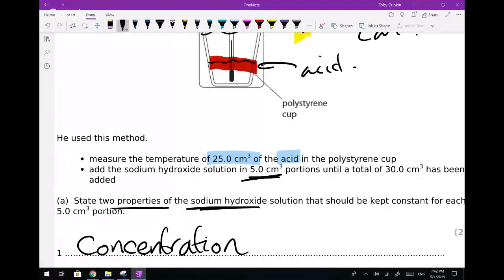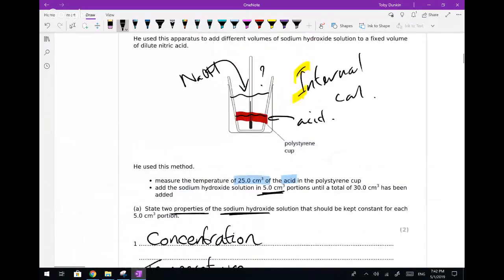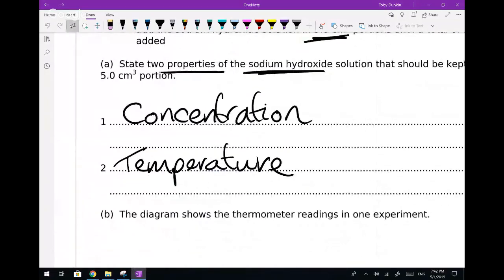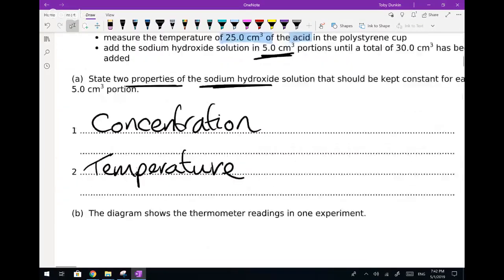But you can't, because it says for each 5 centimeter portion. So volume's out the window. We can keep the concentration the same, and we can also keep its temperature the same. If I add boiling 5 centimeters of sodium hydroxide, that's going to give me a very different answer to if I put one in at room temperature. So those are the 2 properties I need to keep constant.